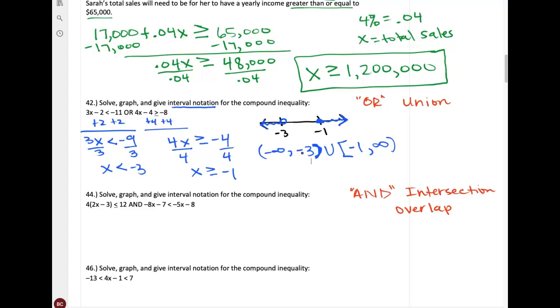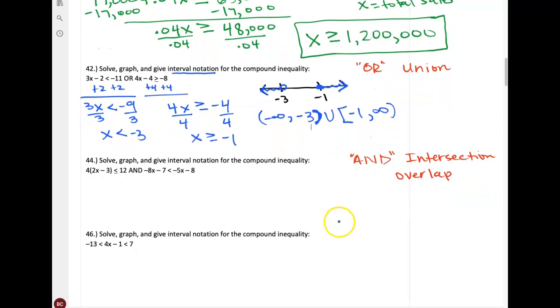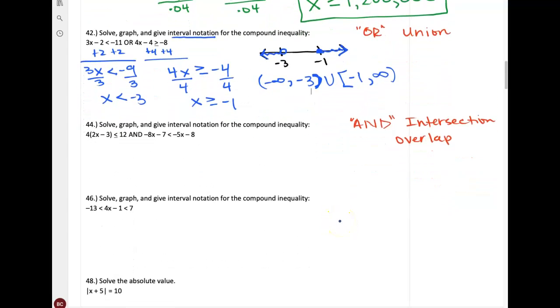Okay. All right, let's try the next one also. So this time it's an and statement, but we're still going to go about solving these in a similar way. So on this first one here, let's start by distributing that 4 through. So I get 8x minus 12 is less than or equal to 12. Okay, so I'm going to add my 12 over. And so I'll get 8x is less than or equal to 24. And if I divide both sides by 8, I get x is less than or equal to 3.